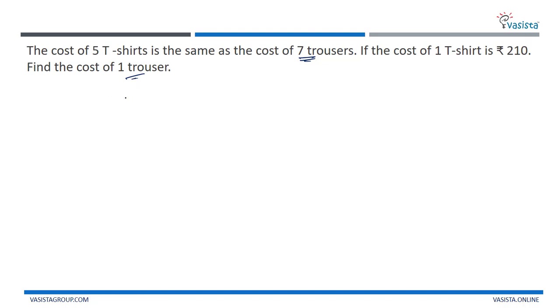What they have given: the cost of 5 t-shirts is equal to the cost of 7 trousers. So now we need to find out the cost of 1 trouser, right? So the cost of 1 trouser is equal to 5 by 7 of 1 t-shirt.